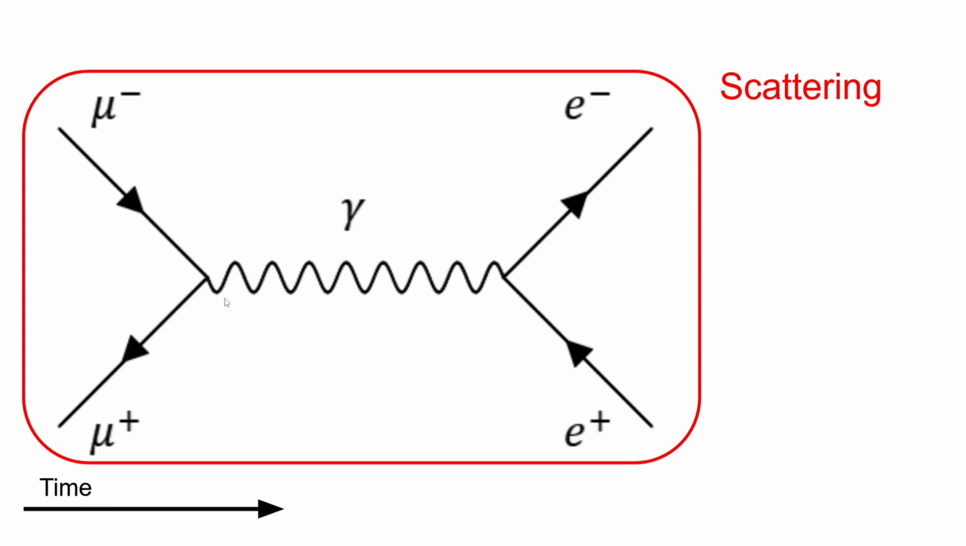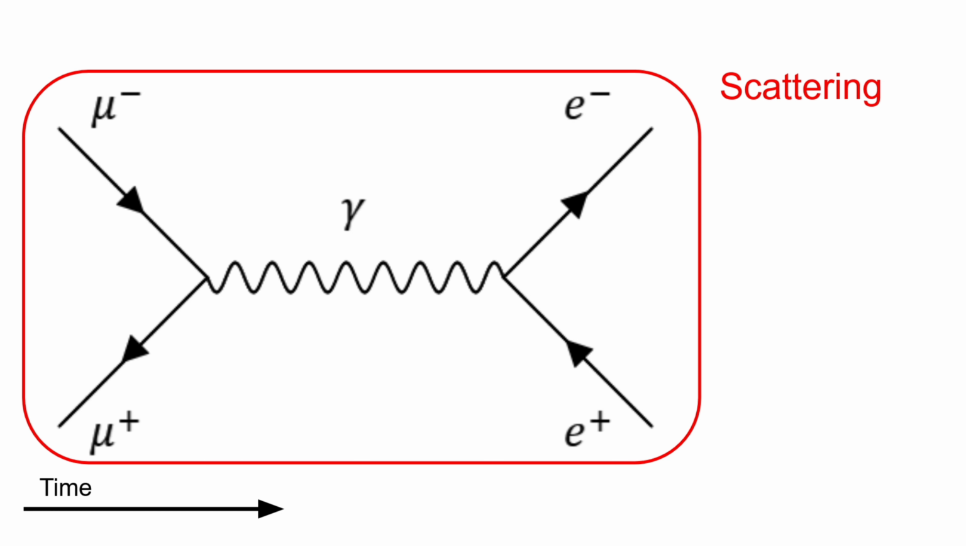This is where we have particles coming in, two particles come in, interact, and then two particles come out on the other side. There are in fact different types of scattering diagrams that have different names, but that might be for another video.